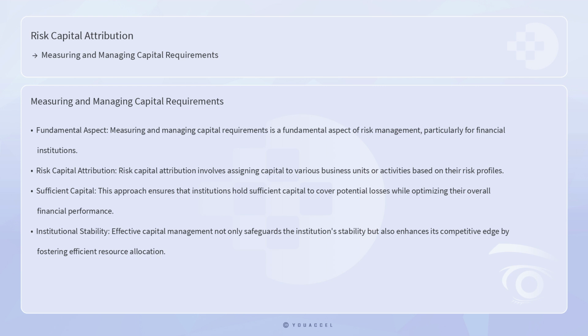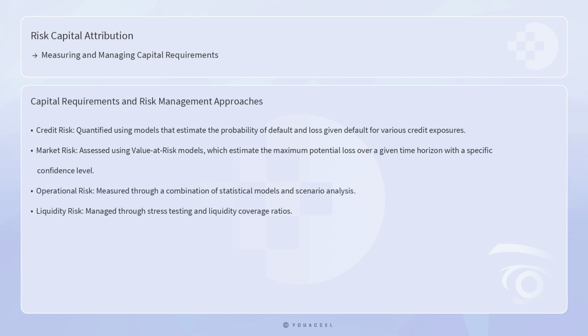allocation. Capital requirements are determined based on the types and levels of risks that institutions face. These risks include credit risk, market risk, operational risk, and liquidity risk. Each type of risk requires a different approach to measurement and management. For instance, credit risk is typically quantified using models that estimate the probability of default and loss given default for various credit exposures. Market risk, on the other hand, is often assessed using value-at-risk models, which estimate the maximum potential loss over a given time horizon with a specific confidence level.